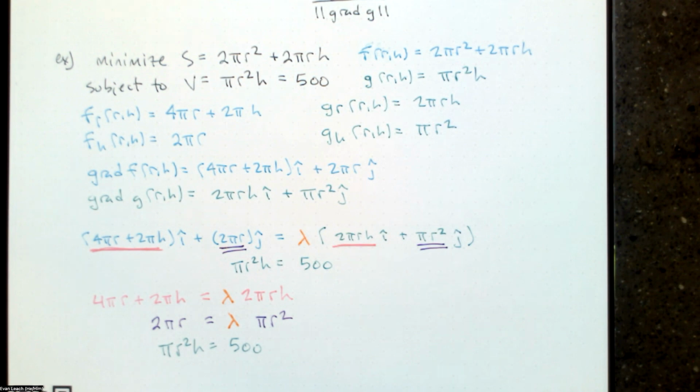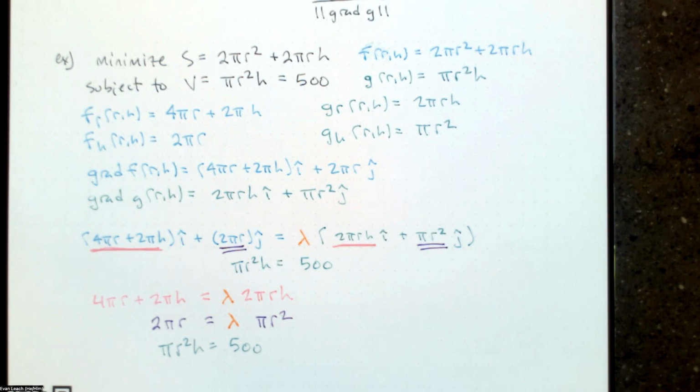This is all in service of making the gradients point in the same direction: the direction of maximum change on one of them at the same point as the direction of maximum change on the other one. Wonder twin powers activate. That's going to be where our maximum or minimum is.